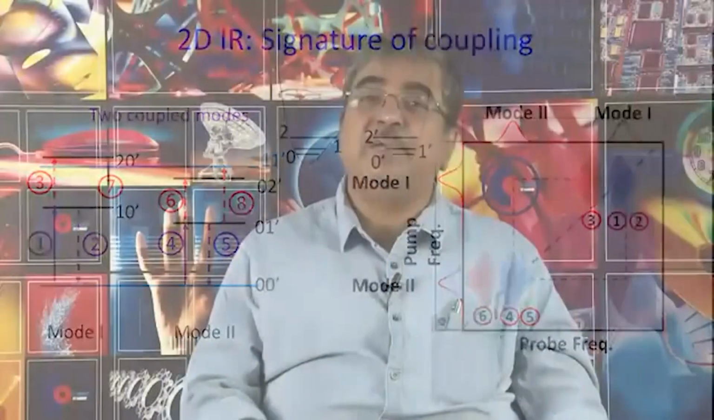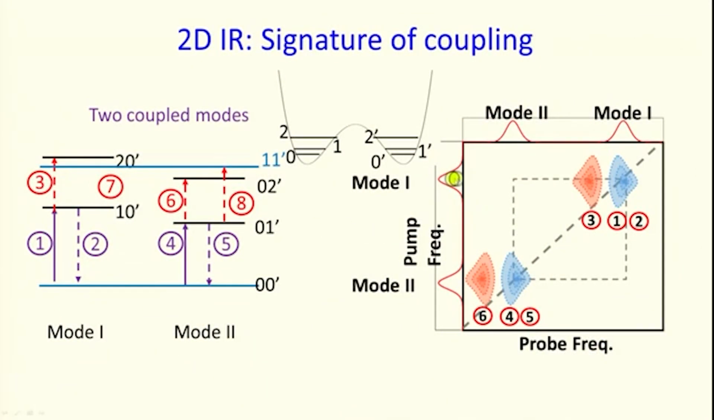And where do we expect the positive going signal? Remember, we have pumped mode 1. So this is the pump frequency, and the positive going signal, as we said earlier, should appear at the same frequency as this 0 dash to 1 dash transition, because that is the transition that is taking place here. So we should get something that comes here, where the pump frequency is that of mode 1, but the probe frequency is the same as that of 6.